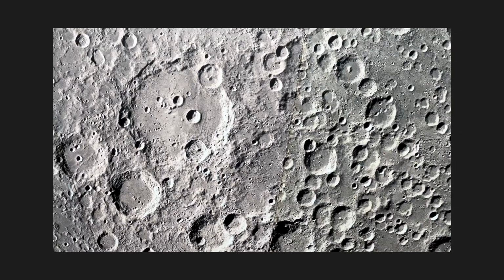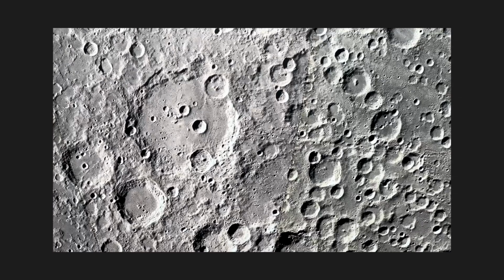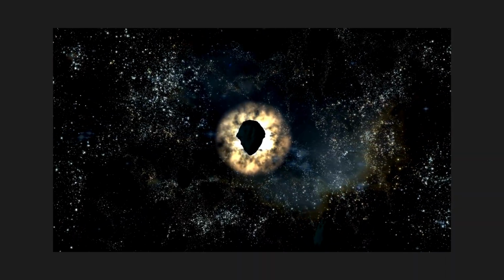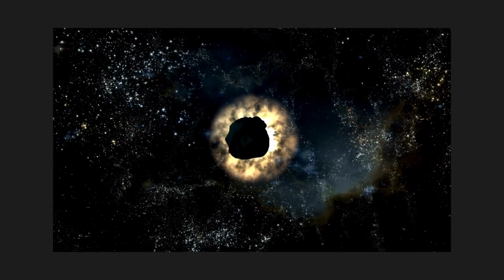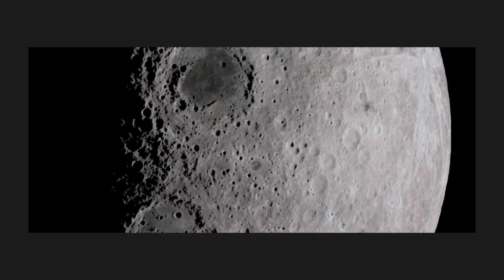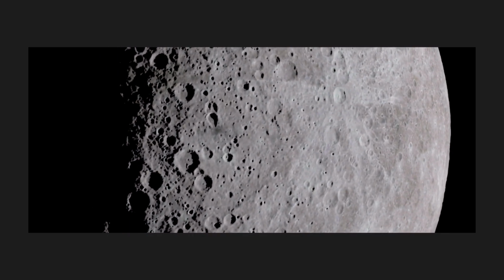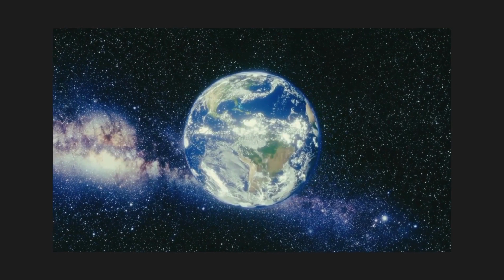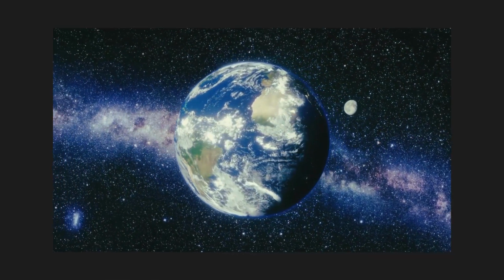The moon has a unique surface with various geological features, including craters, mountains, and plains. These features were formed by impacts from asteroids and comets over billions of years. The moon is primarily composed of rock and dust, and its surface is covered in a layer of fine, powdery soil called regolith. The moon is a captivating celestial body with many mysteries yet to be unraveled.